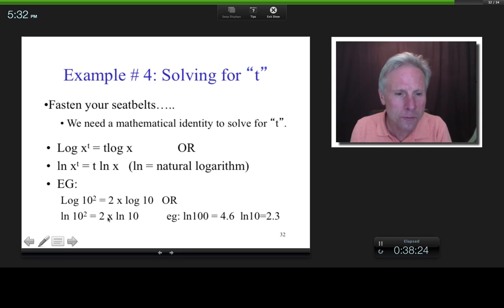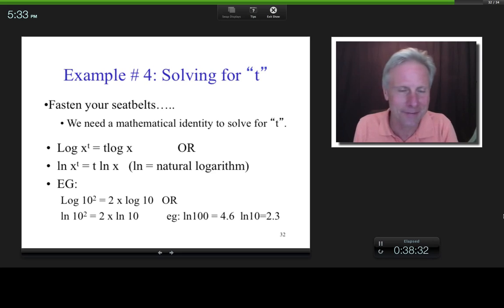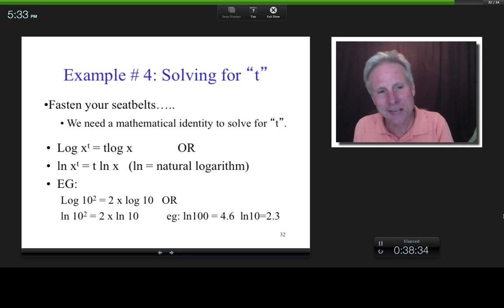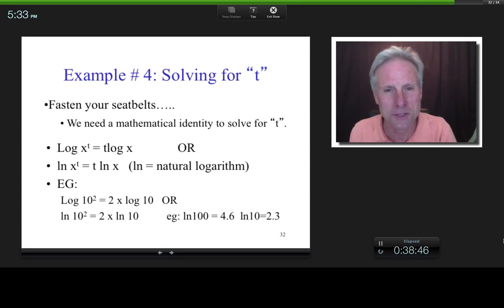Well, what's 2 multiplied by 2.3? It's 4.6. So this is just a function that has this characteristic where if you have something that is to an exponent, you can bring it down and put it in front. Just convince yourself with the LOG button on your calculator if you have such a button. And we're going to need that characteristic to solve for t.